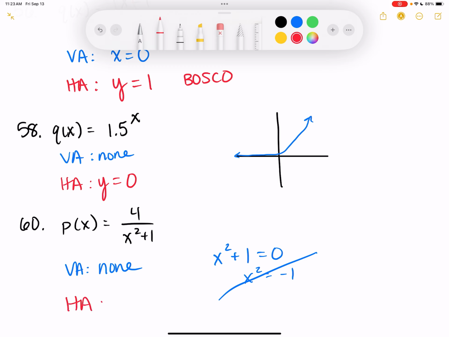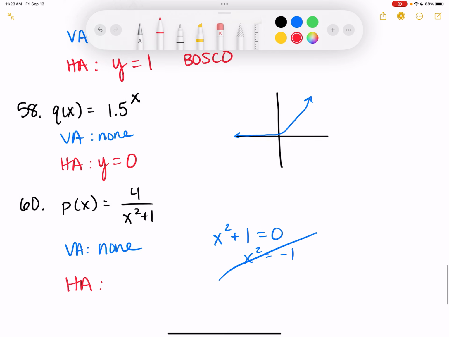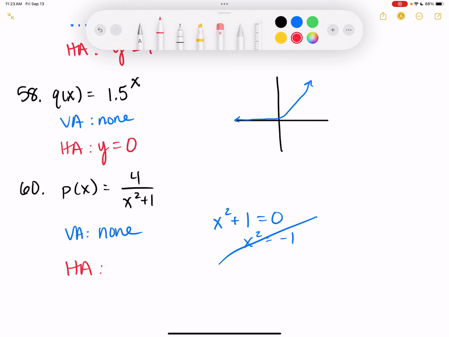Horizontal asymptote. I'm looking at the highest powered term, top and bottom. So I don't have any x's up here. I have an x squared down here. Where is it bigger? The bottom. All I care about is the x's. Cover up all the other numbers. So it's bigger on the bottom, which is Bobo, so y equals 0.